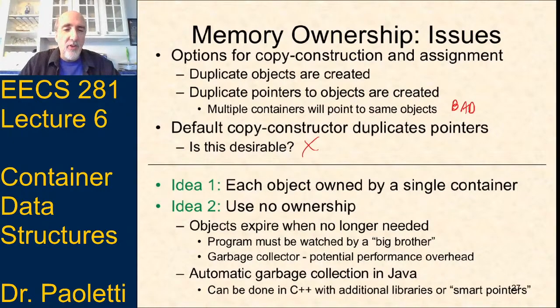Now, with ownership, one thing I could say is every object is owned by the container, and that container that owns it is the one responsible for deleting it. The other safe way to do things might be to have no ownership. I've got to have someone watching things, though, and deleting things that are no longer used or no longer can be accessed. Once there's nothing referring to something that got newed, then it can be deleted.